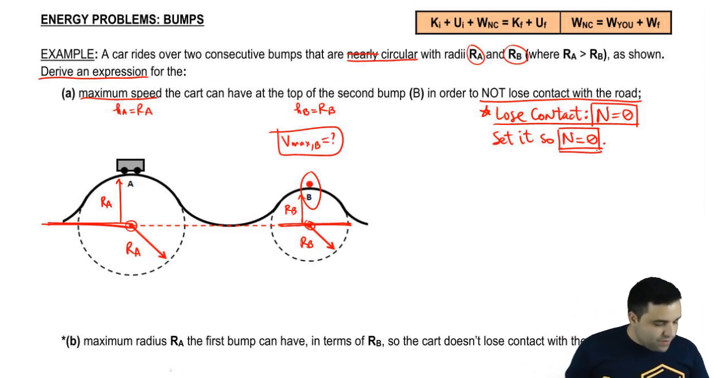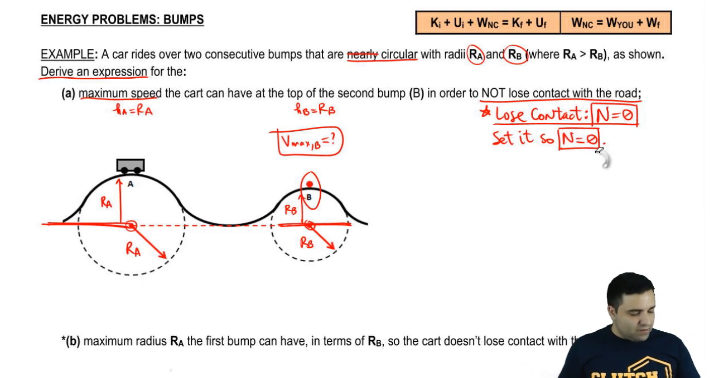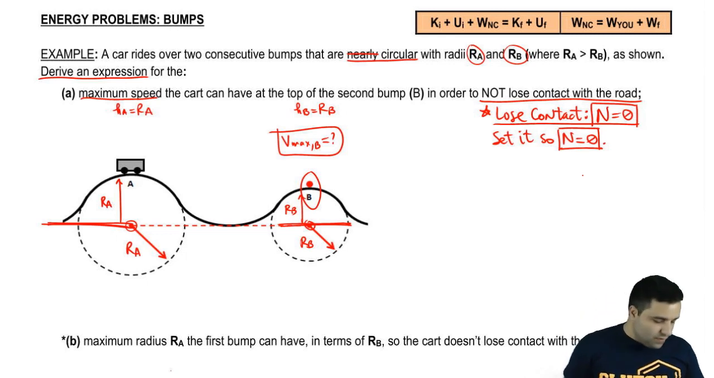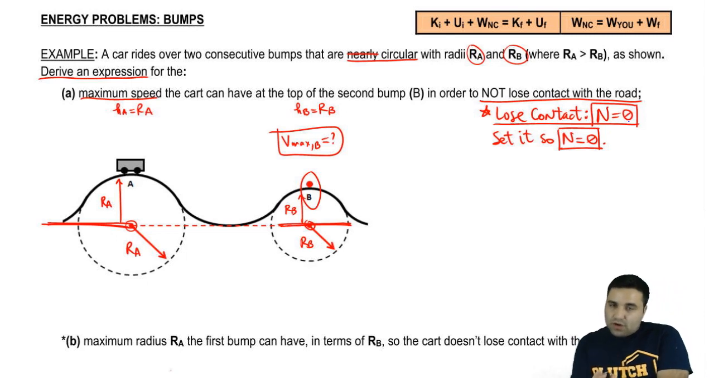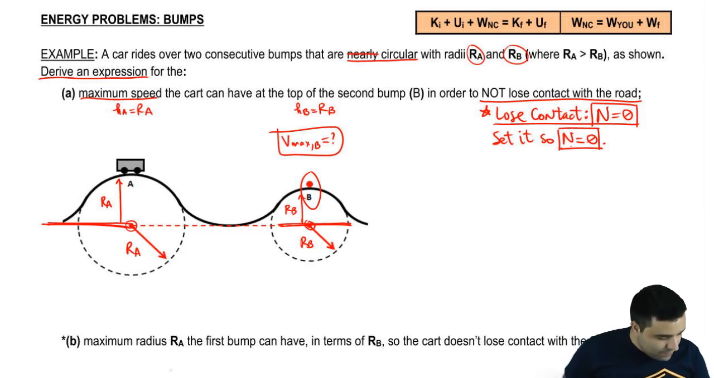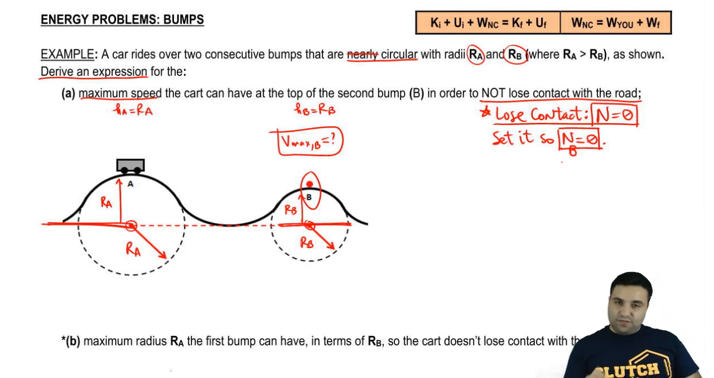Okay. Another way to think about this is that you can find out at what speed you would begin to lose contact with the road, so that you know to go a little bit slower. Okay. So again, remember, in these problems they are sort of counterintuitive. Even though losing contact means normal equals 0, we want to set it up in that way. We want to set up normal to be 0. Okay, so normal at point B will be 0. That's the first point I want to make.